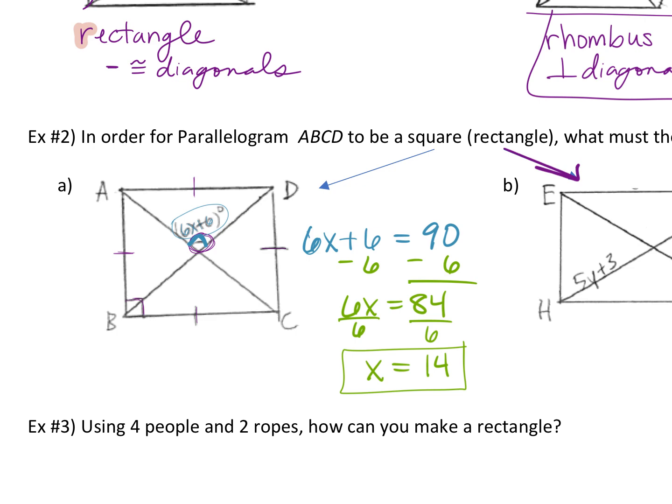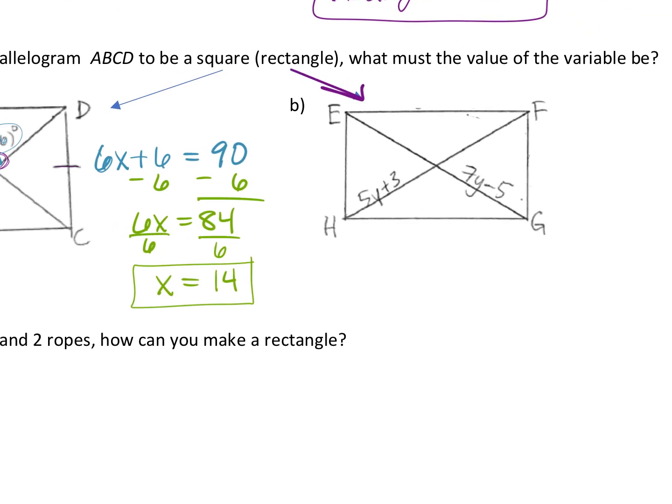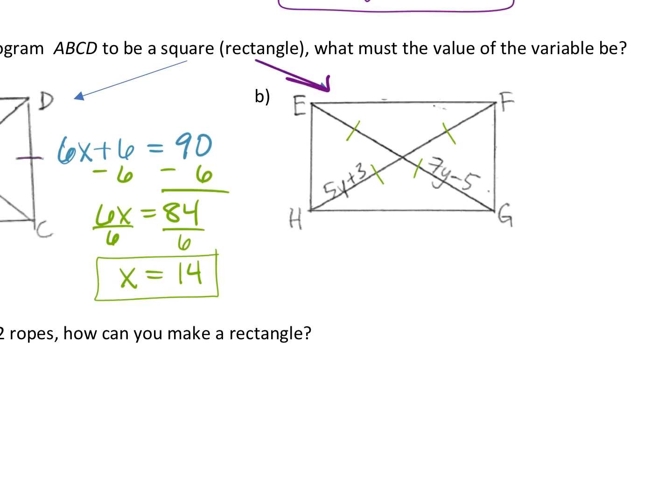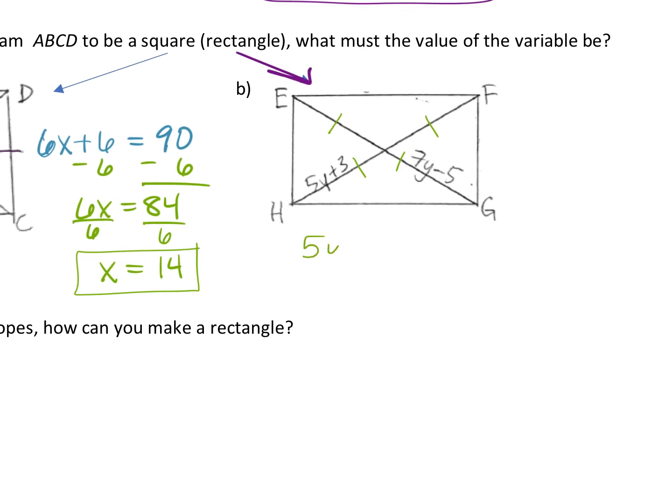Okay, look at this one. If this is going to be a rectangle, what do you know about the diagonals of a rectangle? They're the same. They're congruent, right? All of these are going to be the same in a rectangle. So how do you solve for y? You set them equal to each other. They have to be congruent. So 5y plus 3 would have to equal 7y minus 5.